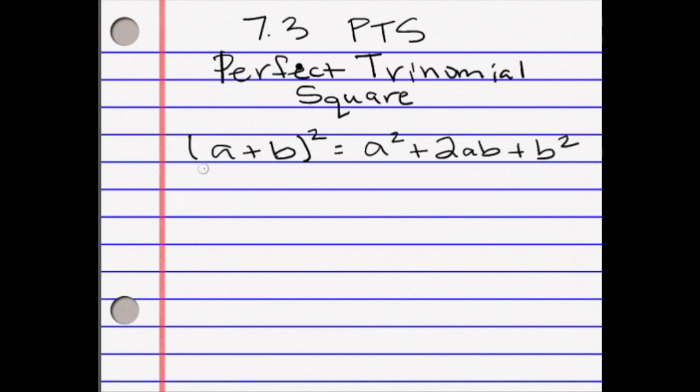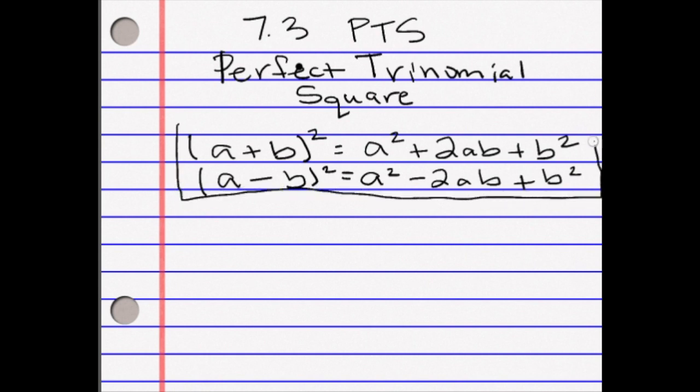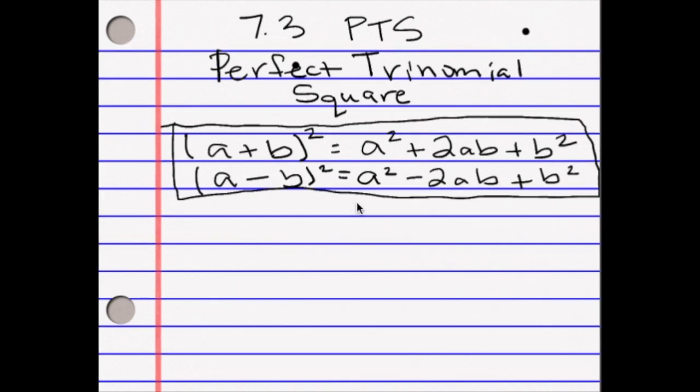The second pattern for a perfect trinomial square is this: A minus B quantity squared. So that is A squared minus 2AB plus B squared. These are two very important patterns that you have to memorize, and hopefully after today you will know them as quickly as you know your times tables. Okay, so I guess I'm going to correct myself. I said PST, I meant to say PTS, but it's the same thing, perfect square trinomial or perfect trinomial square.